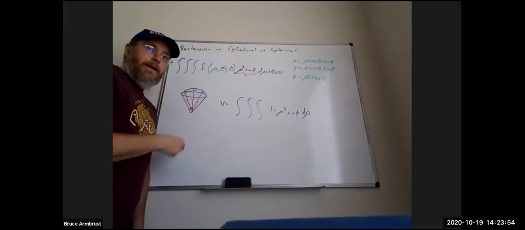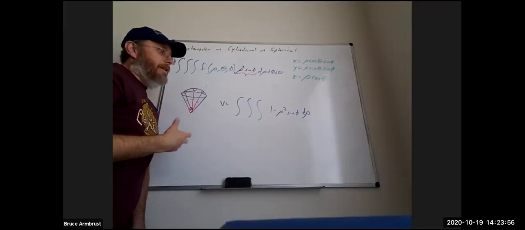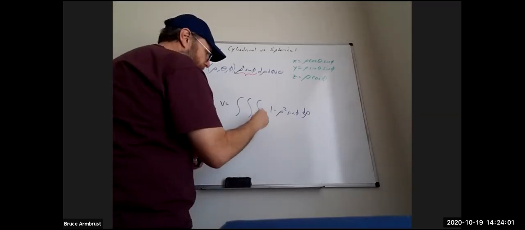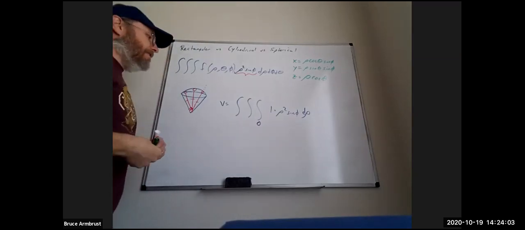On the ice cream sphere. Yeah, up there on the sphere. All right, so in terms of the bounds on this, his feet, they're at the origin, that's 0, and then his head is at the sphere.